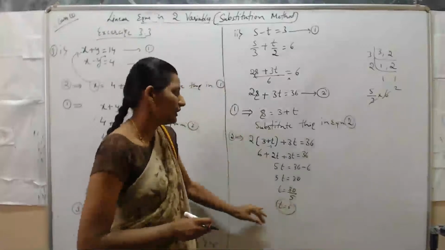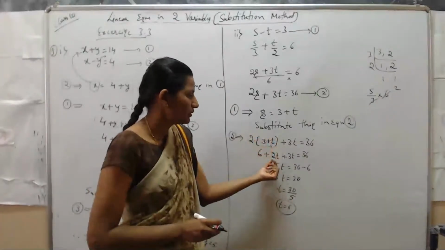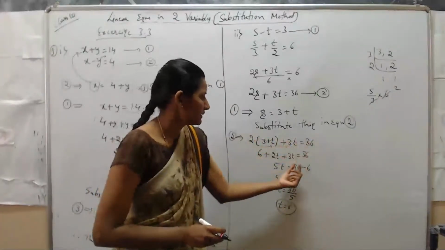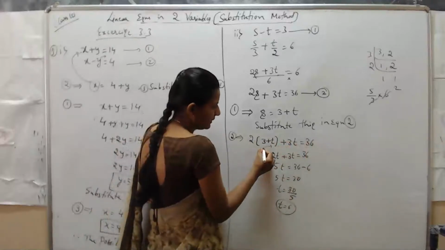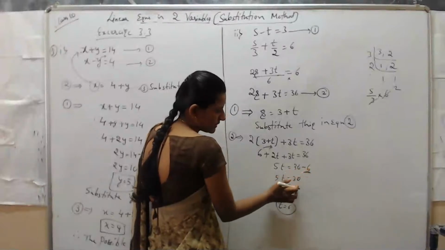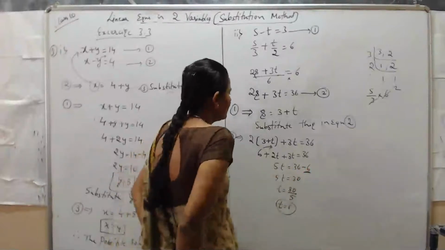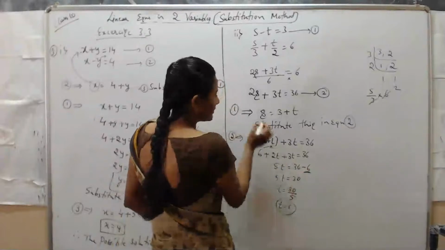This is solve for t. 3 into 2, 6. 2 into t, 2t, 3t, 36. 2 plus 3 is 5. 36. The 6 comes to the right side. Plus becomes minus. And 36 minus 6 is 30. Okay, everything is simplification. Now, put this t value in equation 1.